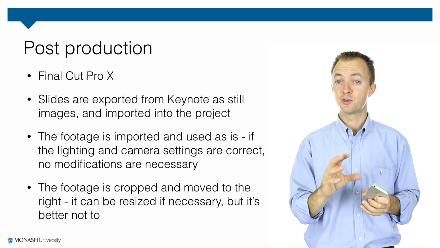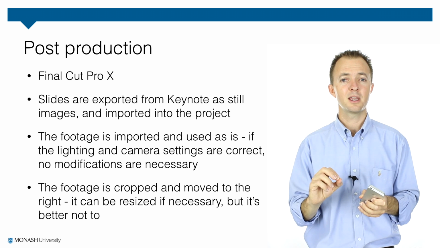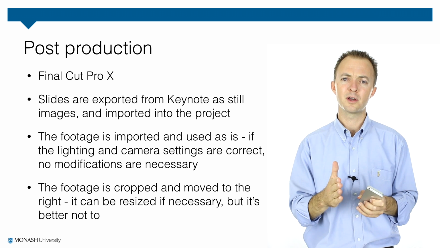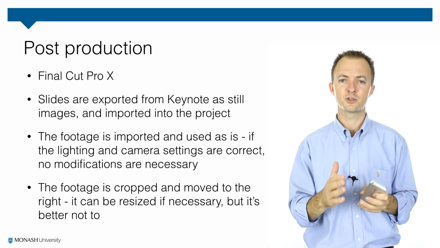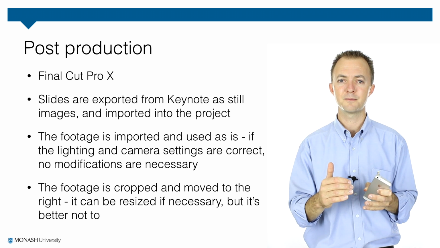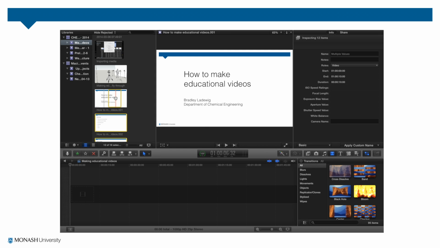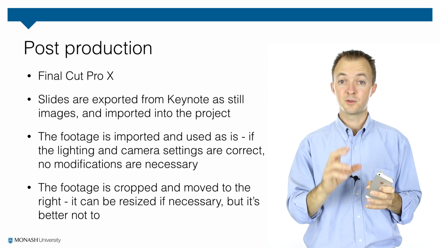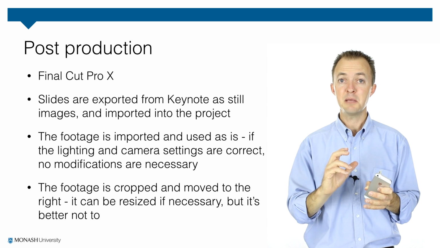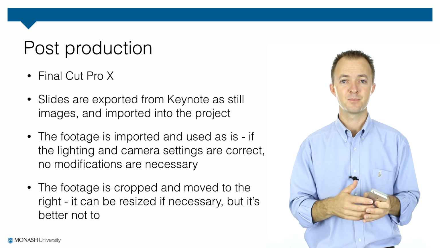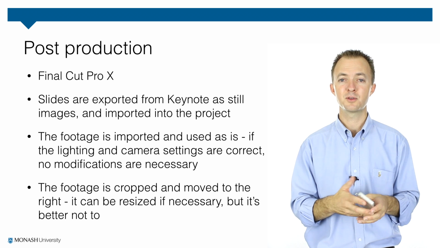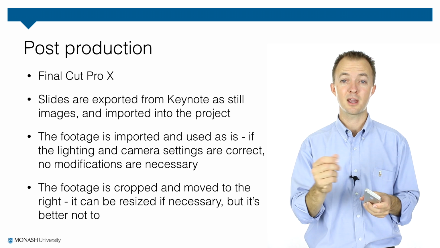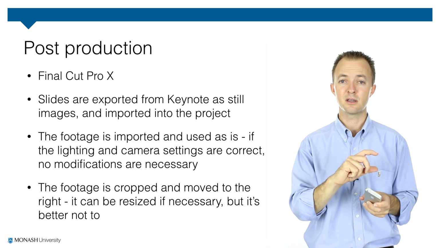The first step is to export the slides that I use from Keynote as still images and then import those into the project. And so I'll show you briefly in Final Cut Pro how I do that. So once you've got the slides there, you can import the footage from the camera. That's a quite straightforward process. I just take the SD card from the camera and put it into my laptop, and this is how I import that footage.